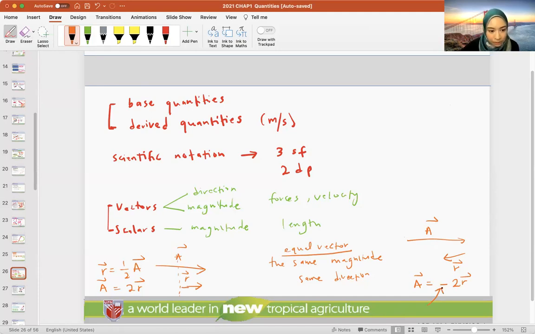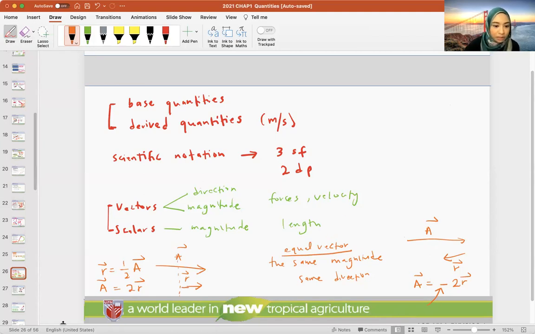So equality in vectors, you have to understand this part, okay? You can equate them if they are in the same direction, even though their lengths are not the same, and they have to be parallel if they are in opposite direction. So this is for equality in vectors.